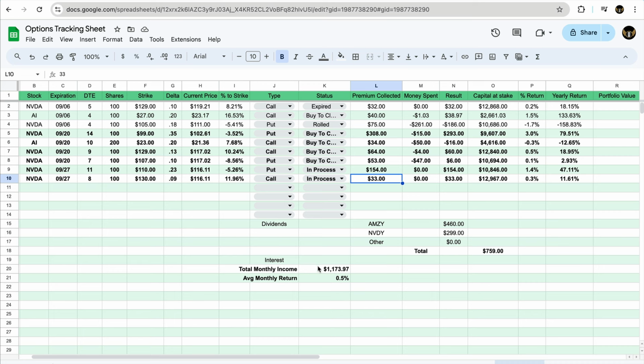So total so far this month is 1173.97. A big part of that is AMZY and NVDY, these YieldMax funds. Kind of not liking the YieldMax funds too much these days. I think I'm going to get out of them as soon as I can get to break even.